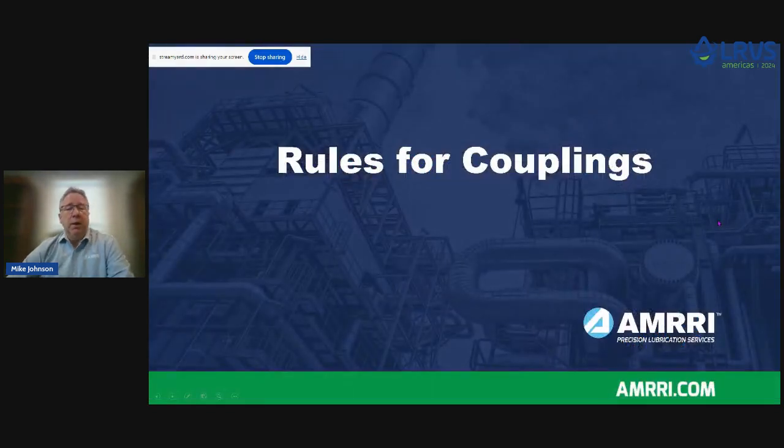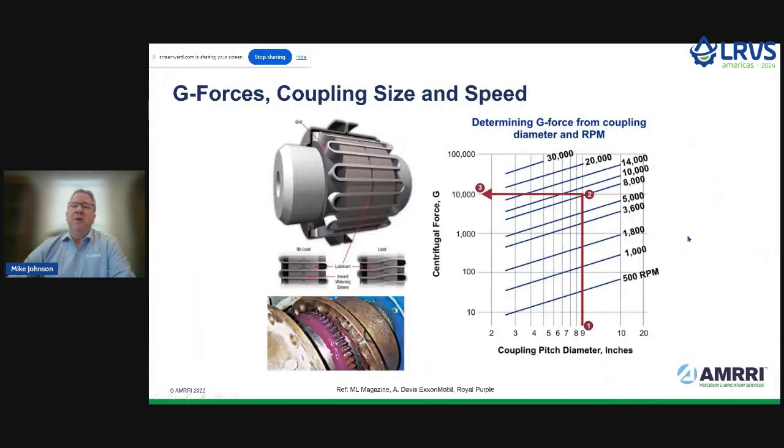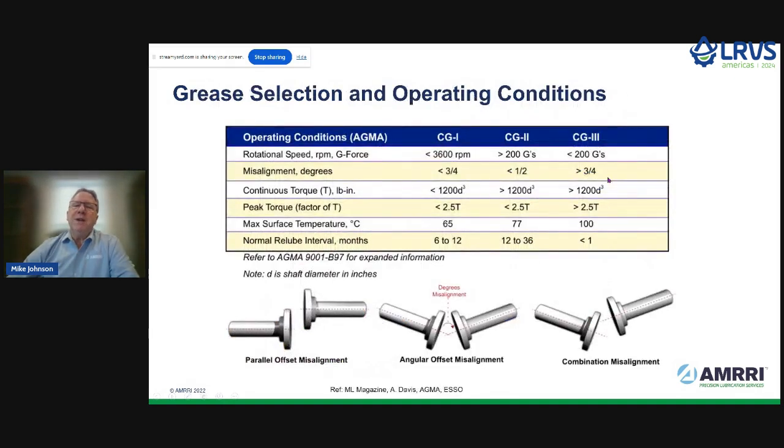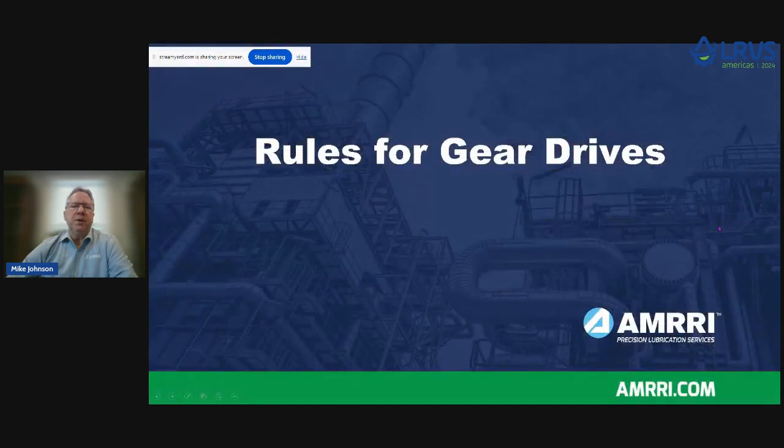There's rules for bearings. There's rules for couplings. Different kinds of couplings, different centrifugal force values related to the operation of the coupling. Different greases would be applied based upon the degree of centrifugal force loading on the grease. It's all fairly well objectively definable. Grease characteristics for those 3 different types of greases. We need to pick the right type of grease to match up with the coupling's operating conditions.